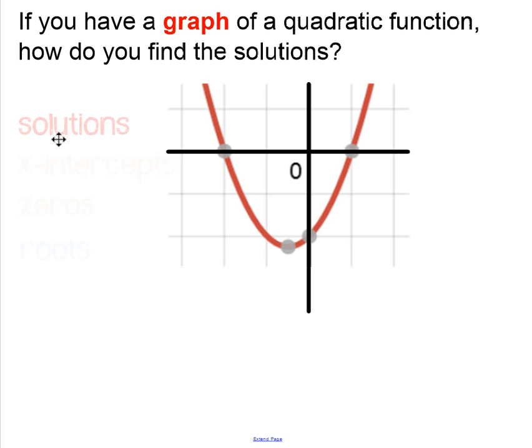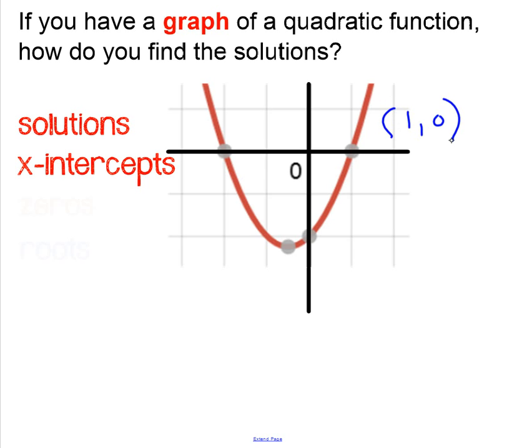One of the things that we want to make sure you understand is that a solution has a couple of other names. If you're using a graph, you might call it the x-intercepts. The solutions are the same as the x-intercepts. So the solution here is (1, 0), and the solution there is (negative 2, 0).